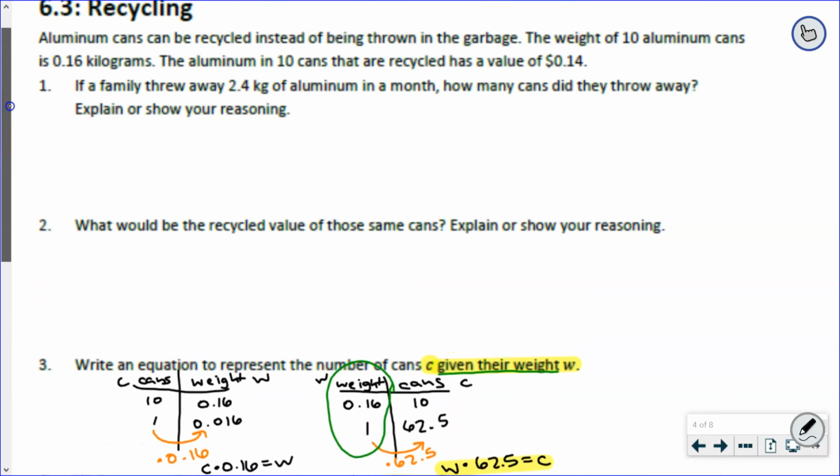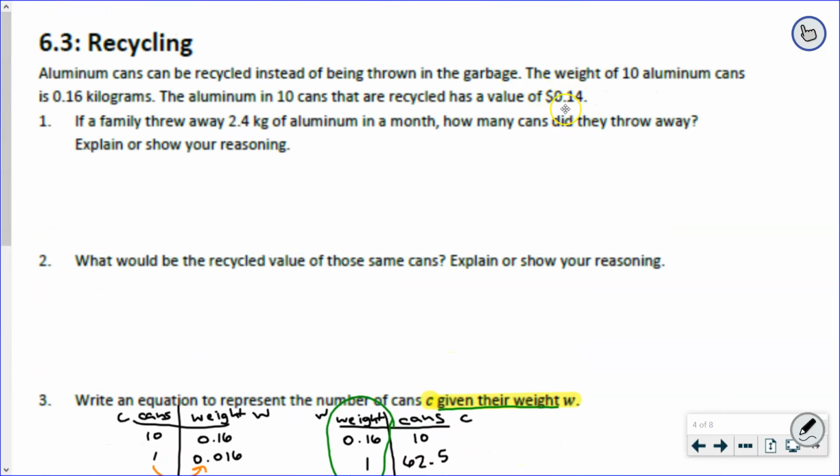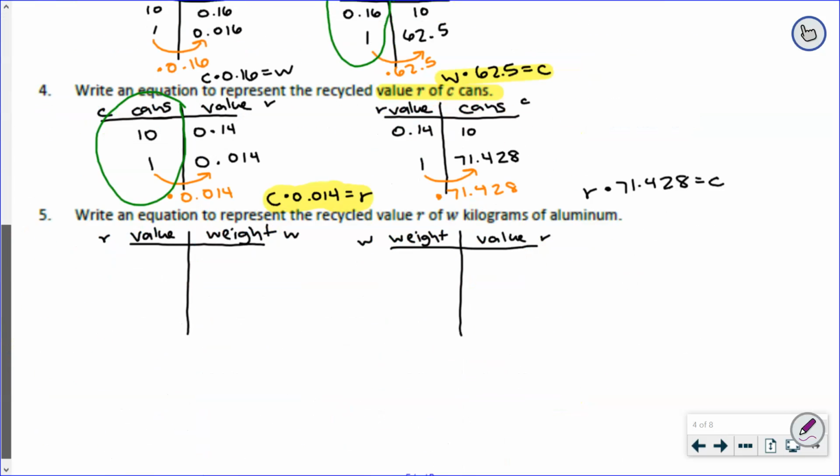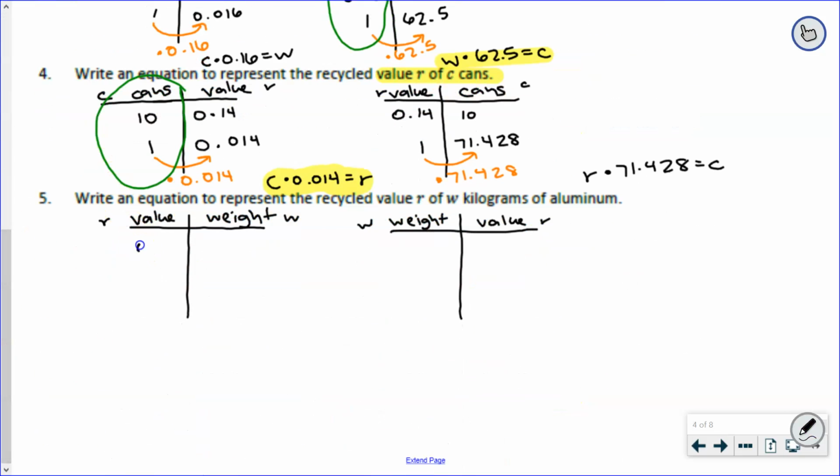The value is 14 cents with a weight of 0.16 kilograms, because something that's worth noticing here is that we're doing 10 aluminum cans and 10 cans. So the cans are all staying the same there. So the weight of 10 cans is 0.16 kilograms, and the value of those same 10 cans is 14 cents. So the value is $0.14 or 14 cents, and the weight is 0.16. Going to reverse these over here, and we're going to find our unit rates for both of them.